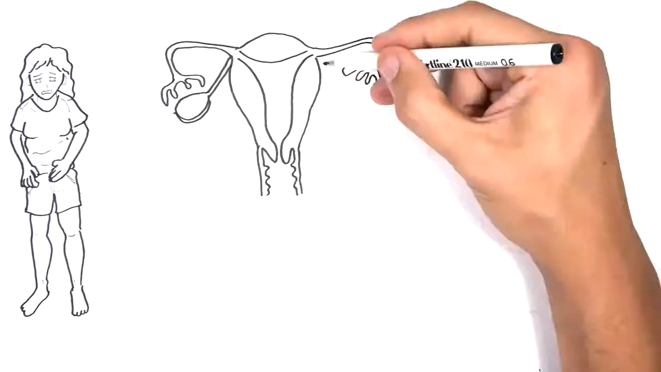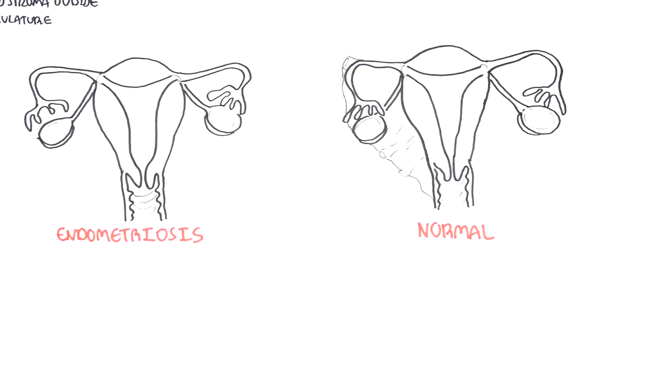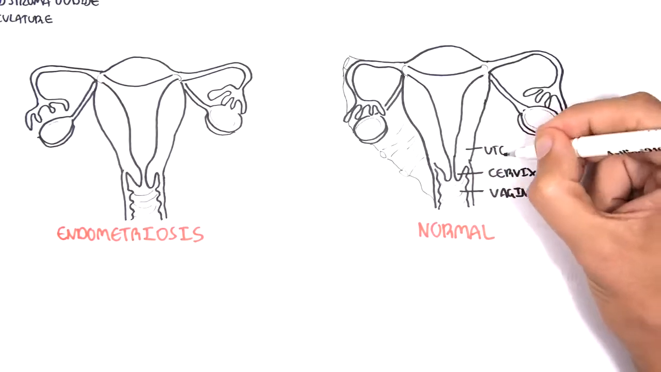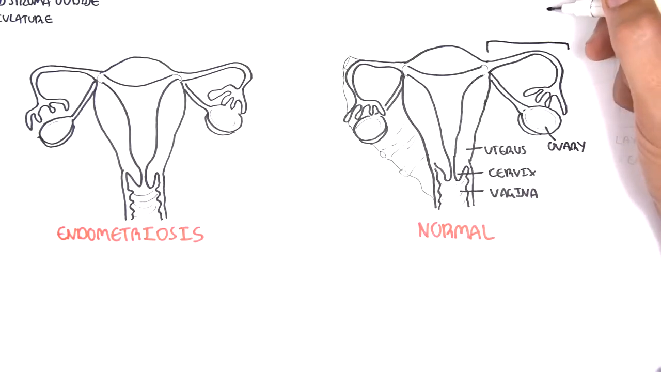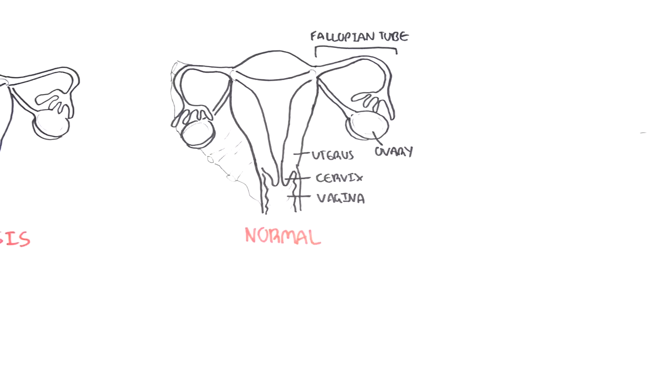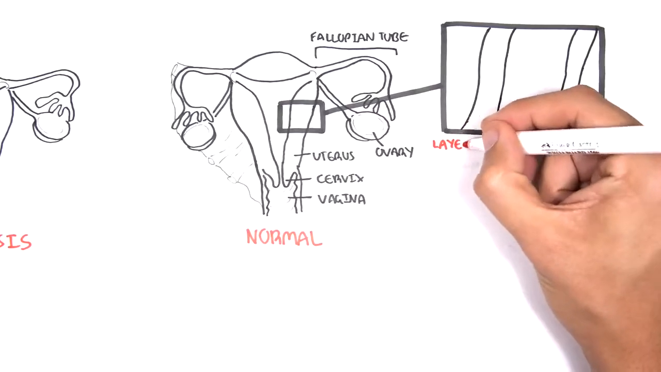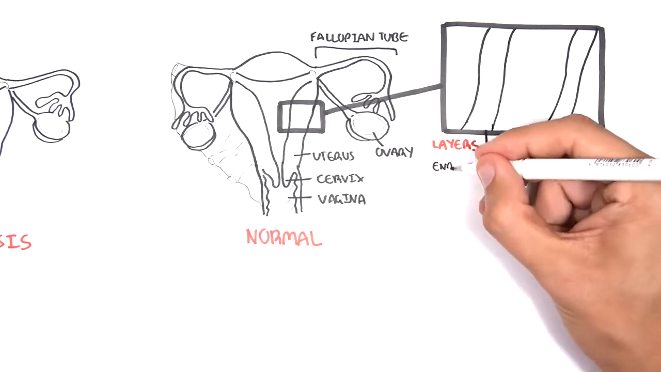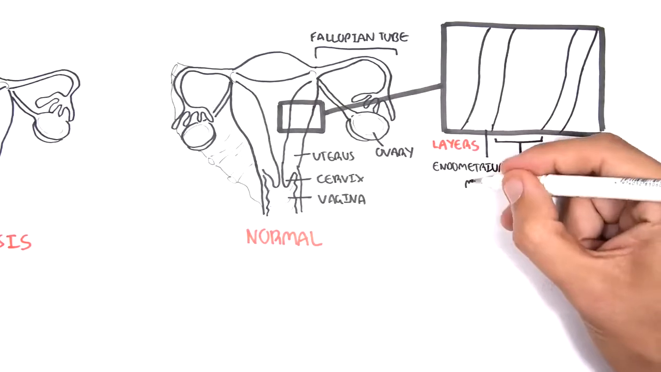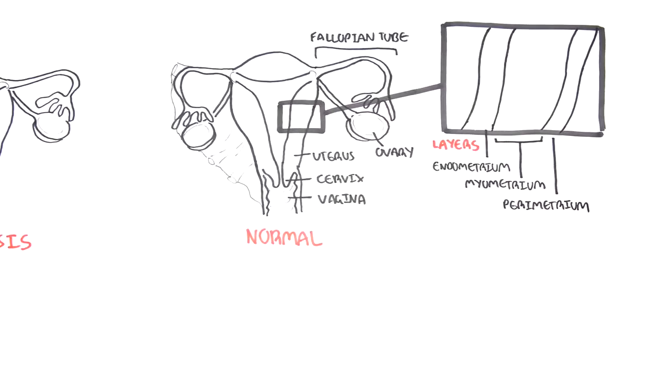Let's first revise some anatomy to understand endometriosis. So here's the female genital tract: the vagina, cervix, uterus, and ovary. The fallopian tube is here, also known as the uterine tube. Zooming into the uterus, let's talk about the layers. The innermost layer, closest to the uterine cavity, is called the endometrium. Below it is the muscular myometrium, and below that is the perimetrium.